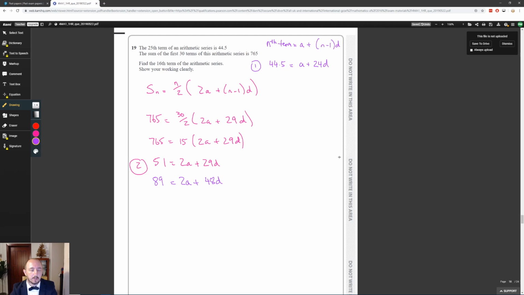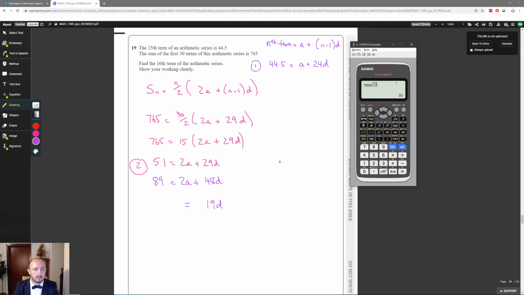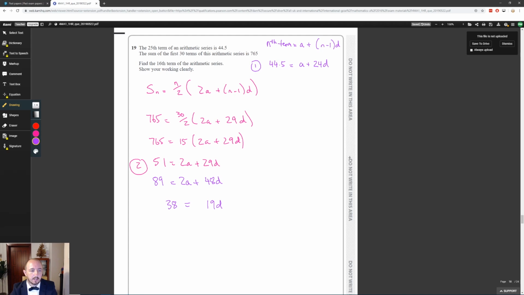So 48 take away 29 is 19d. The 2a terms take away each other and cancel out, and 89 take away 51 is, have I done that correctly? 38. So d equals 38 over 19, which is 2.